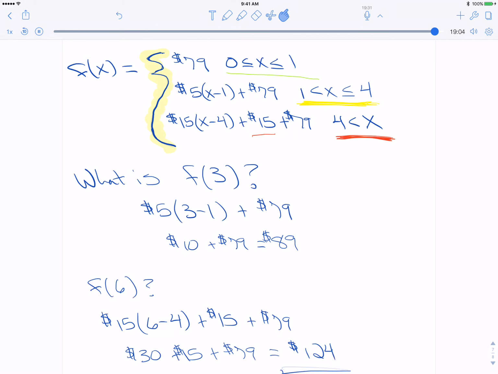So, going from month 3 to month 6, I had spent $89 after month 3, and I'm up to $124 after month 6. That's starting to add up pretty fast once you're paying $15 a month for the 4G package, right?